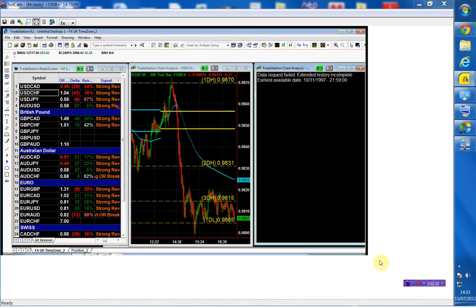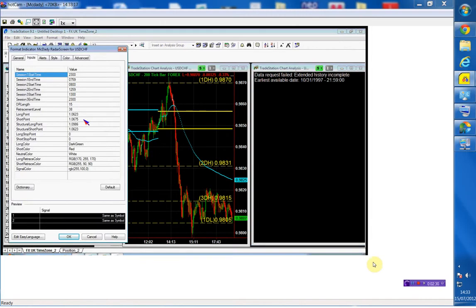So the dollar Swiss, we're going to short it if it trades below the 99.72. That is our short point. It is also our structural short point, and in this case it will be our stop. On the long side, we will take the trade.